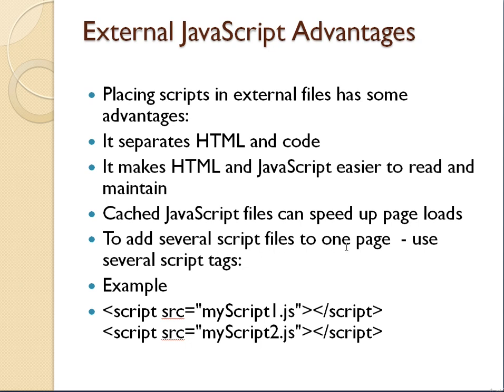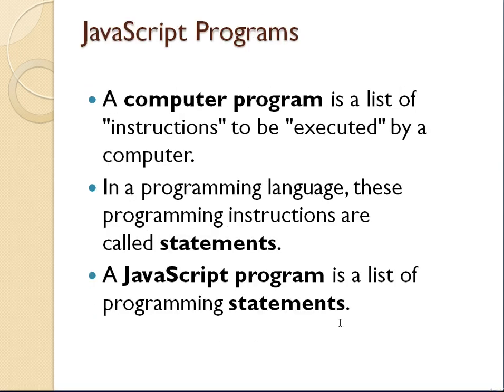To add several script files to one page, use several script tags. So you can use it this way, with a separate script tag for each source. This is how you append it in the code with this syntax. In the script source, you write the file name and the extension should be .js, that is for JavaScript, and then you embed it in this. Right.